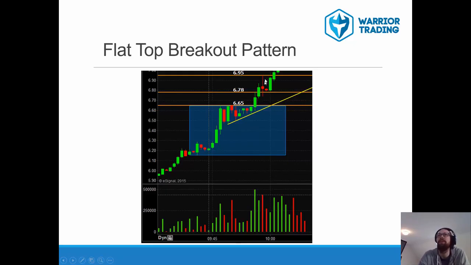So a nice 5% move right there, 5% in one trade. A little pullback, first candle to make a new high on this pullback gets bought up, and we squeeze up over $7.